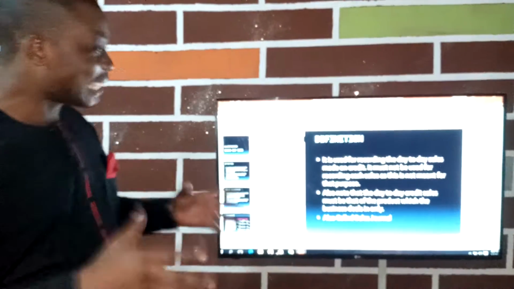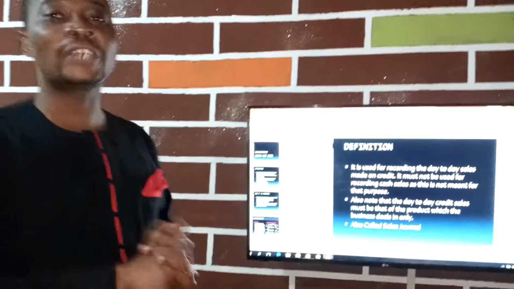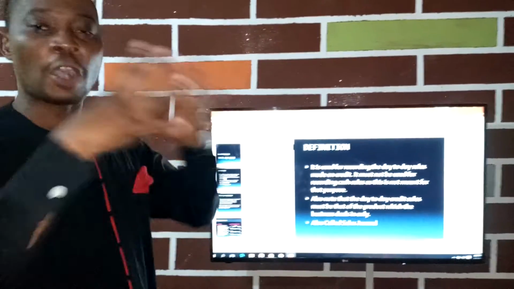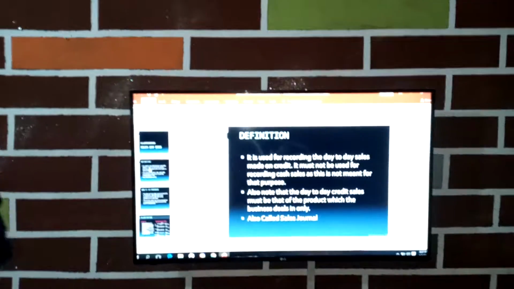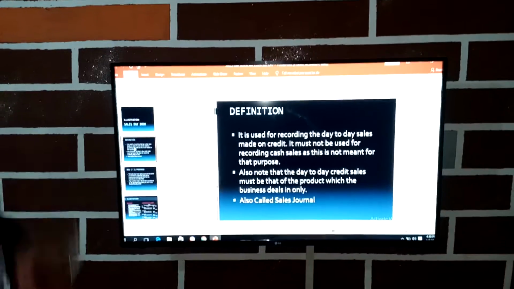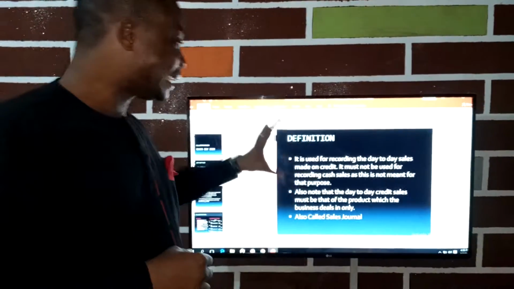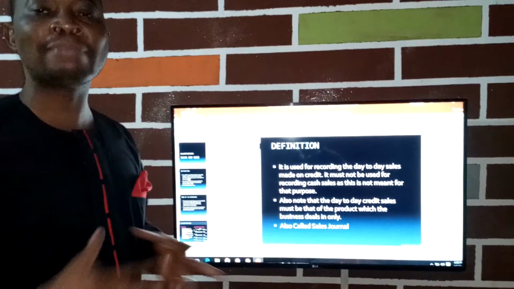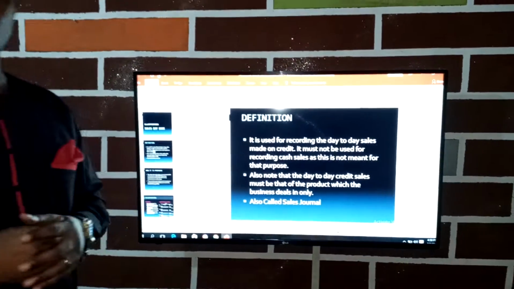Now, the sales day book is a book of account for recording sales made on daily basis. But the type of sales has to be on credit. What am I saying? What I'm saying is that the sales made on credit by an organization is recorded in the sales day book. In a simple form, it means a book for recording credit sales.